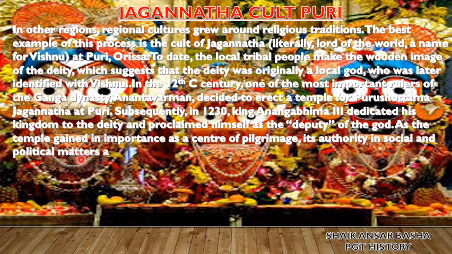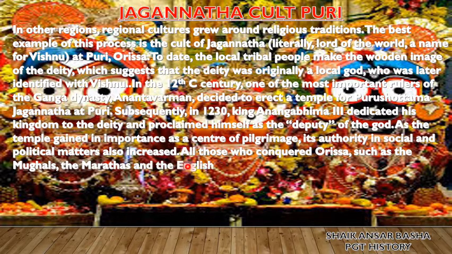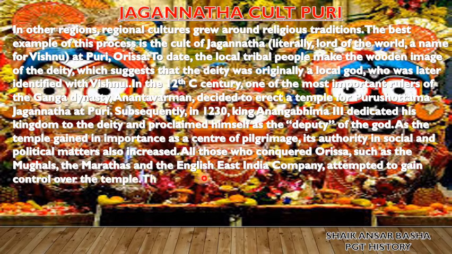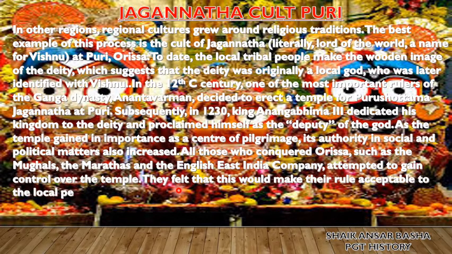As the temple gained a lot of importance as a center of pilgrimage, its authority in social and political matters also increased. All those who conquered Orissa, such as the Mughals, the Marathas, and the English East India Company, attempted to gain control over the temple. They felt that this would make their rule acceptable to the local people. That's why all have tried to establish their hold and command on the temple of Jagannatha, located in Puri, where a new cult was developed, besides Hinduism.